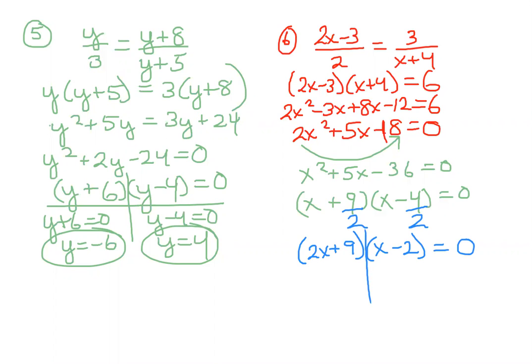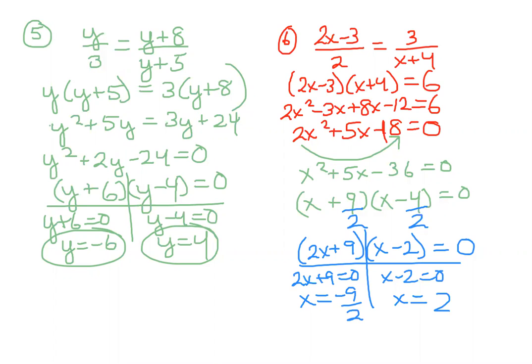And now we do this. And we get x equals negative 9 halves and x equals 2. And those are our two answers to number 6. All right, let's move on to number 7. We're going to do method number 2 now.